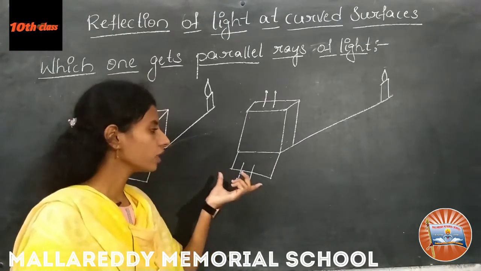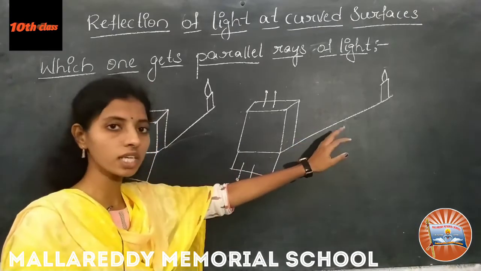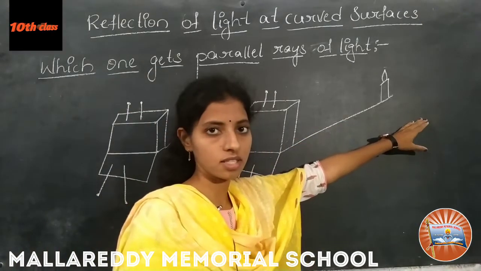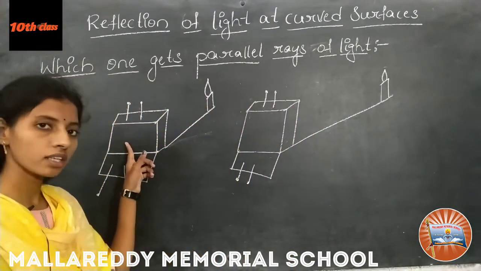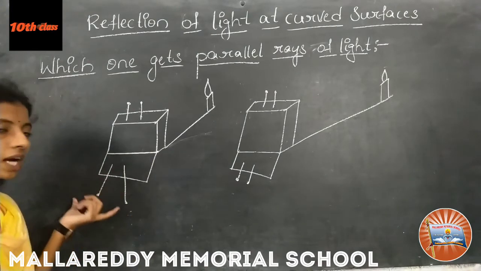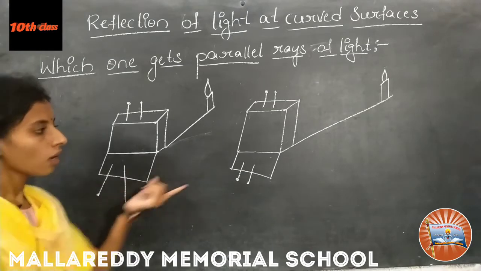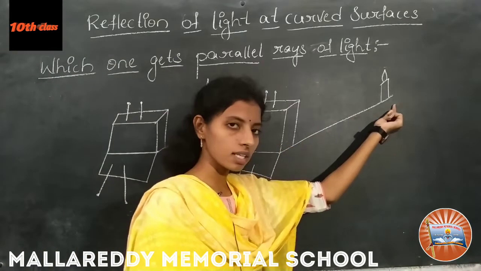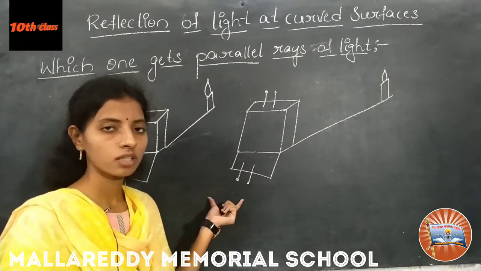This means we need to get parallel rays, which means we have to take the source at a long distance. Here we have taken it very near to the object, so at this position we are getting a diverging type of shadow. The pins are diverged in the shadow. When we take it at a long distance, we observe the parallel shadow.